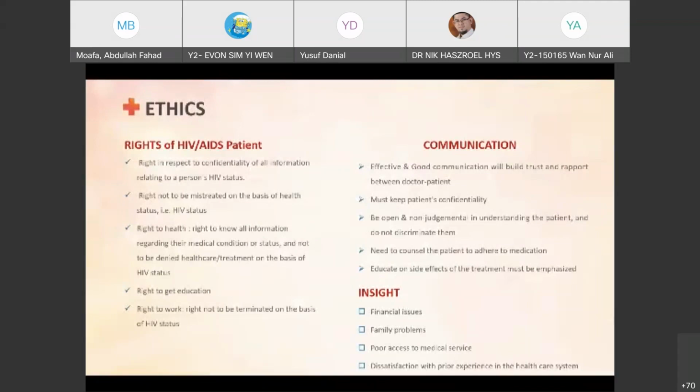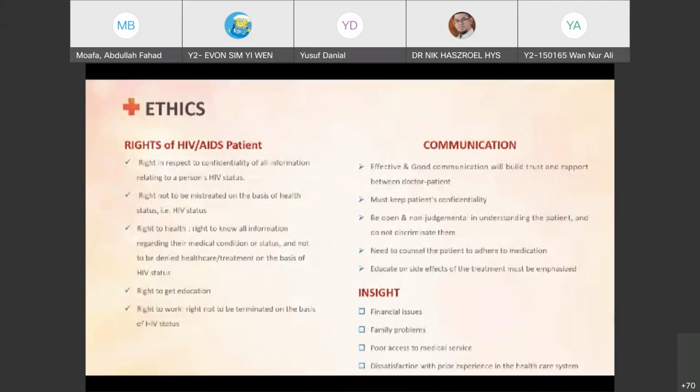And then the patient also has the right not to be rejected in school or tertiary education on the basis of their HIV status, because no student shall be denied access to education just because of their HIV status. And the patient also has the right not to be terminated from work on the basis of HIV status. All persons of working age have a right to work as long as he or she is capable of doing so and should not be debarred, dismissed, prohibited, or denied access to employment on the basis of their HIV status.